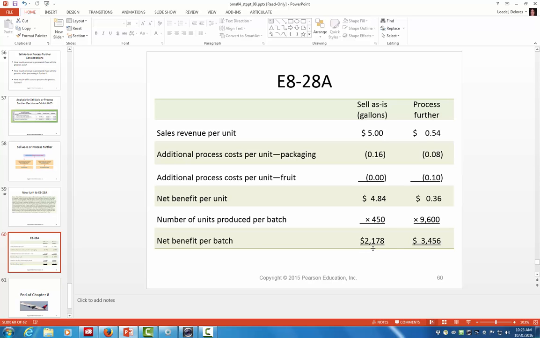Once again, just like the last problem we looked at, there's a lot of things the company would need to take into account. If they're going to lose some market share by not selling other types of the units than just the smaller units, then there's other factors to consider. But just looking at the numbers here, it looks like they should be processing the item further, as the benefit will be higher for that process.